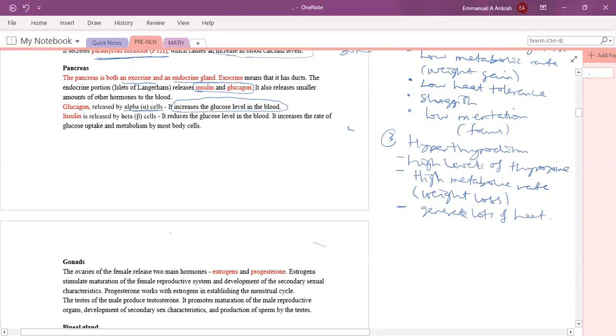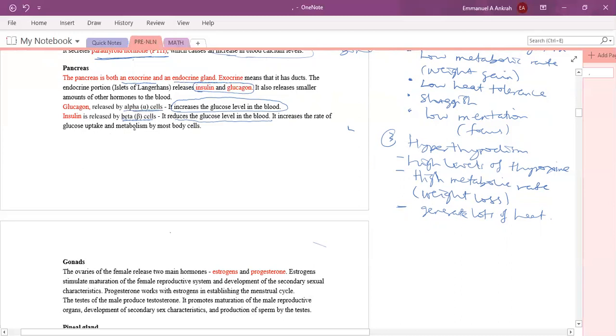Whilst insulin is released by the beta cells of the pancreas, it reduces the glucose level in the blood. So when glucose is high in the blood, the insulin will bring down the glucose level. And how does it do this? It does this by increasing the rate at which glucose is taken up by the cells and metabolized, right? That's how the insulin does it.